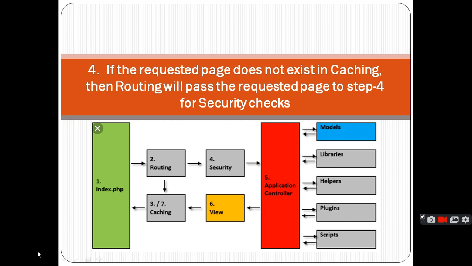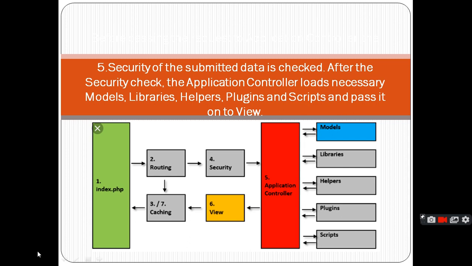Suppose the requested page does not exist in the cache, then the routing will pass the request to step 4 for security checks. In the security checks, it also decides what the user is asking and what needs to be done next. All those measurements happen in these security checks. After the security of the submitted data is checked, the application controller will take the responsibility.